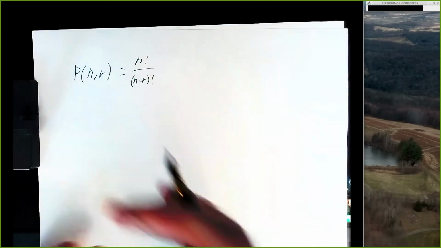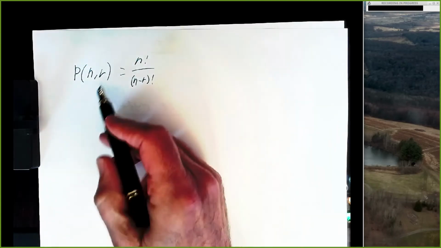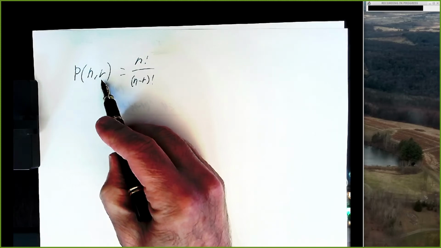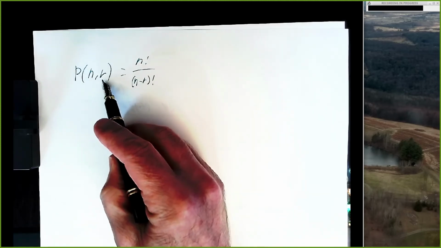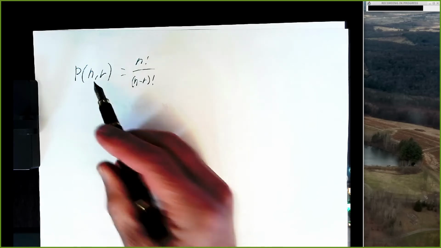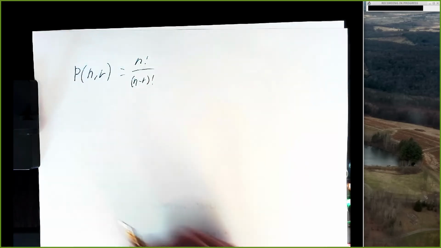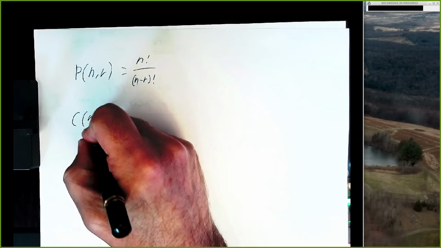And that comes directly out of the product rule. There's n ways to pick the first thing, n minus 1 to pick the second, n minus 2 to pick the third. Take all those numbers, r of them, to pick all r objects, and multiply them. This is a formula for what you get.